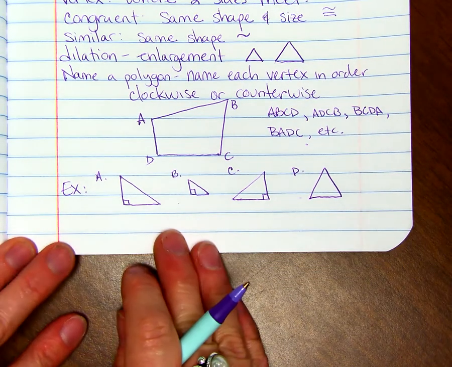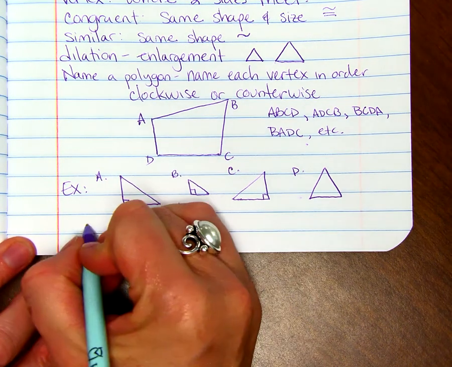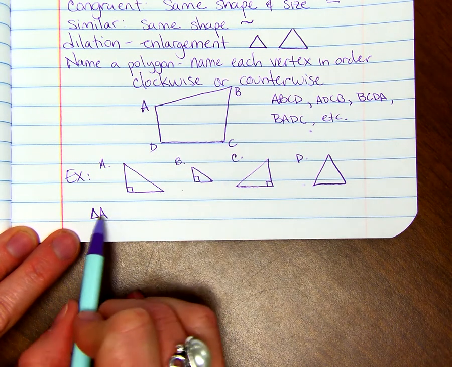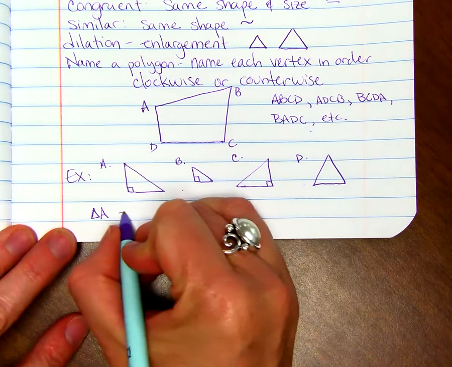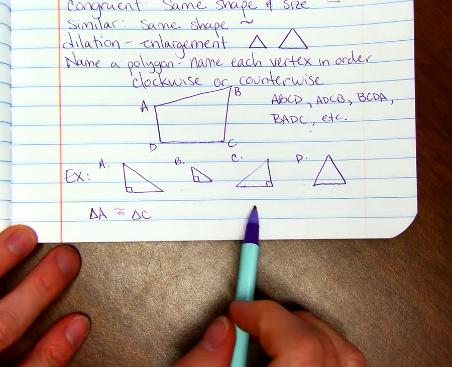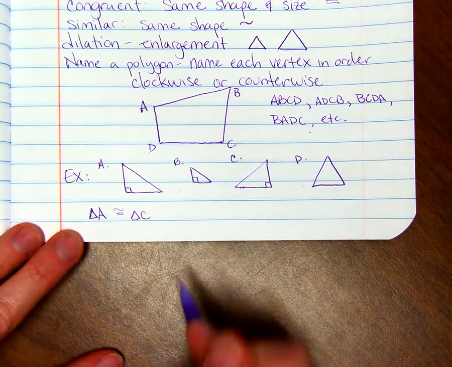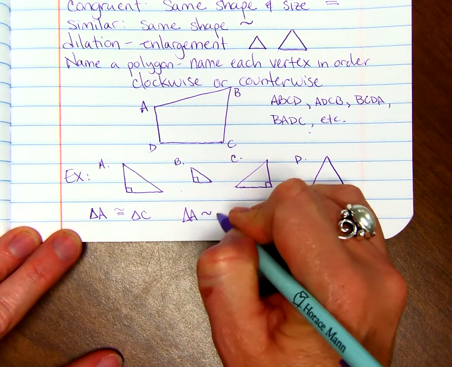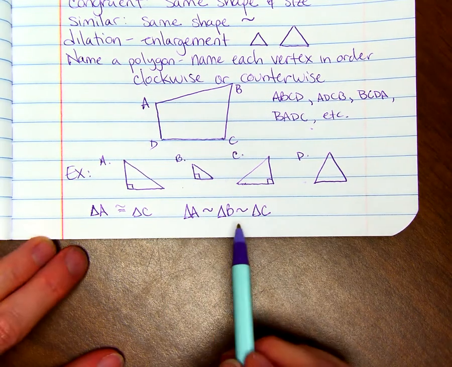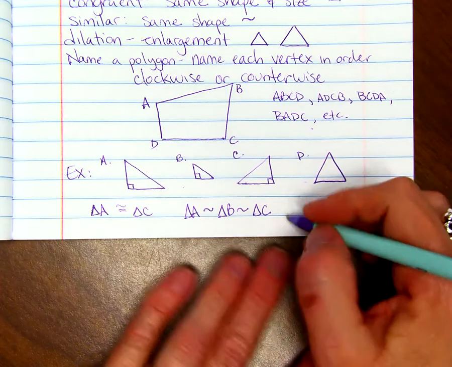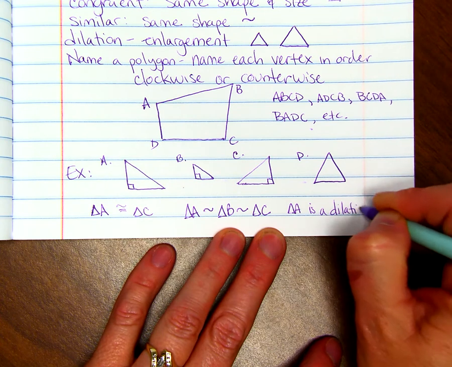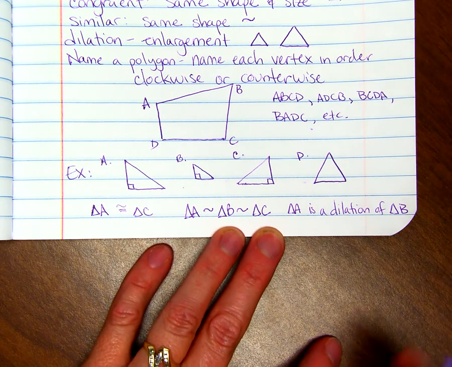So we can look at these and talk about them a little bit. We could say triangle A is congruent to triangle C. And that's because they're the same size, same shape. Mine doesn't look very good, but let's pretend they are the same size, same shape. Triangle A is similar to triangle B and also similar to triangle C. So if you write it this way, all 3 of them are similar to each other. And we could say triangle A is a dilation of triangle B. And that's the end of the lesson.